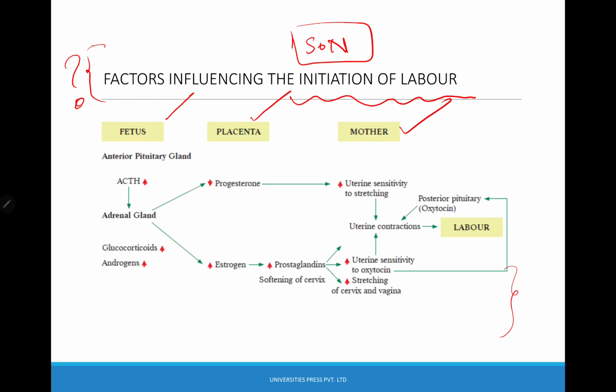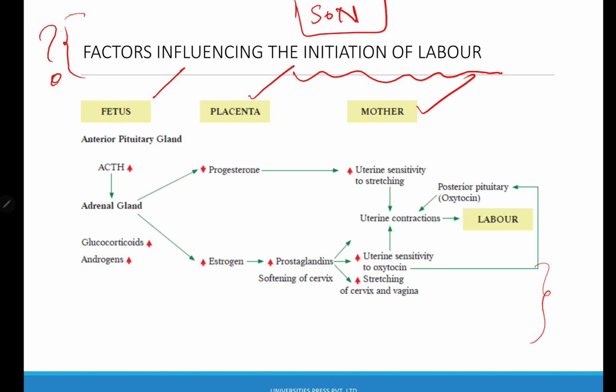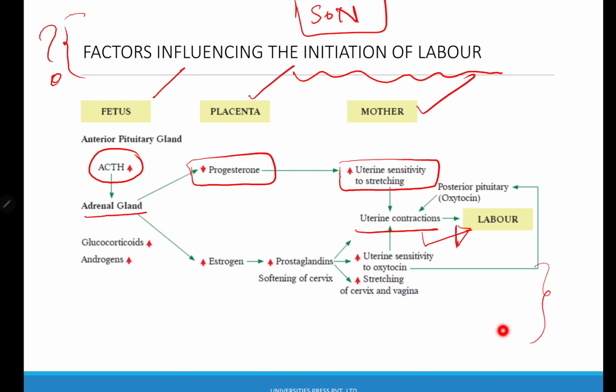First, the anterior pituitary gland will have an increase in adrenocorticotropic hormone, and ACTH will act on the adrenal gland. When ACTH acts on the adrenal gland, progesterone will be decreased. If progesterone is decreased, the uterine sensitivity to stretching will be increased. When the uterine sensitivity to stretching is increased, uterine contraction occurs, and that leads to labor.